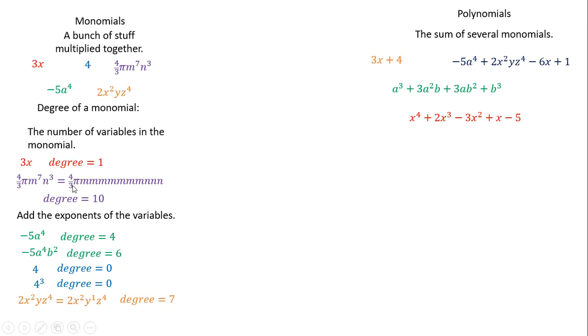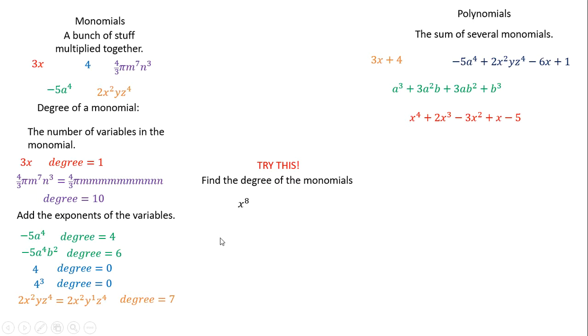Also, making sure you remember pi is not actually a variable. And notice it doesn't matter that we have fractions, we have negatives, none of that matters. So, this is the degree of a monomial. Why don't you try a couple? This should really only take a couple seconds. So find the degrees of monomials.